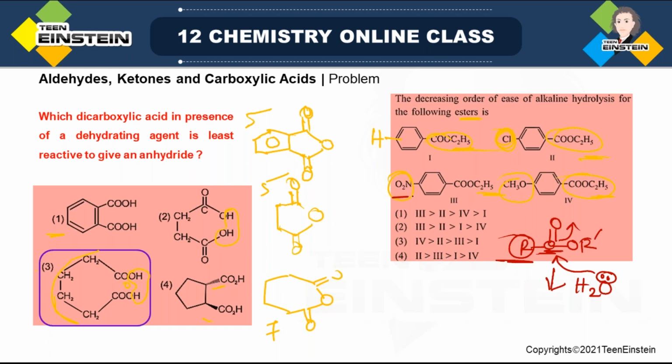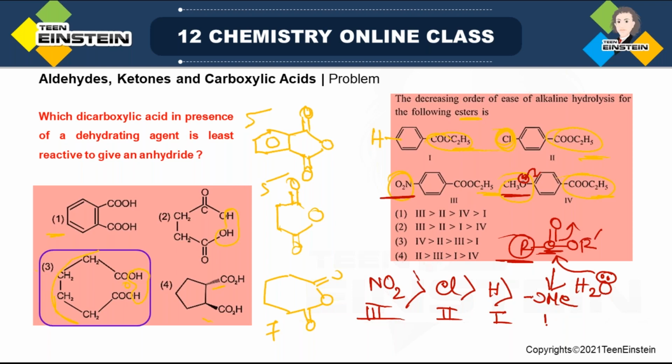Now look at the groups. Among these groups, NO2 is the most electron withdrawing. So if I write the order, NO2 is most electron withdrawing. After that it is chlorine. So this is 3, this is 2. After chlorine, it is basically hydrogen, because OMe, though there is oxygen, because of this type of lone pair, has a plus R effect. Because of this, OMe is an electron donating group.